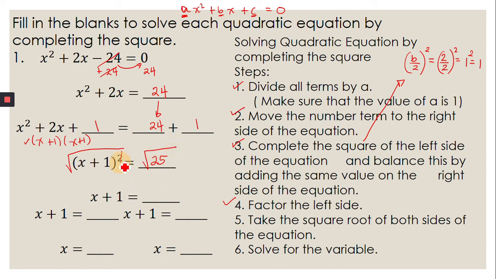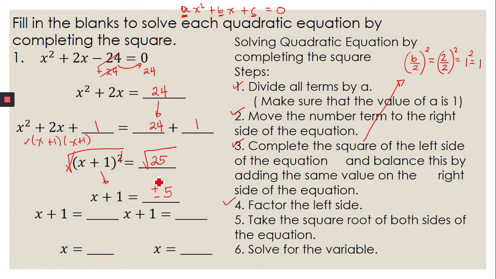Okay, so you can cancel this now. What's left on the left side is x plus 1, right? And you also get the square root of 25. The square root of 25 is plus minus 5. If you don't know how to get the square root, just use the calculator and just add plus minus. Okay, now x plus 1 equals plus minus 5.